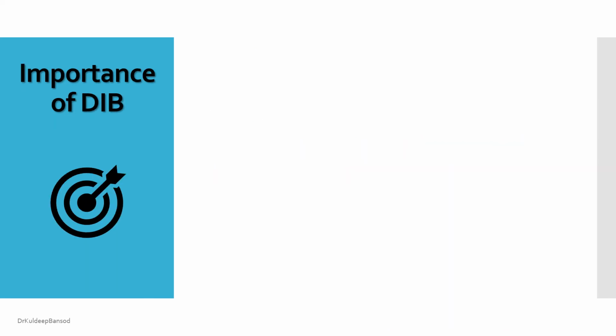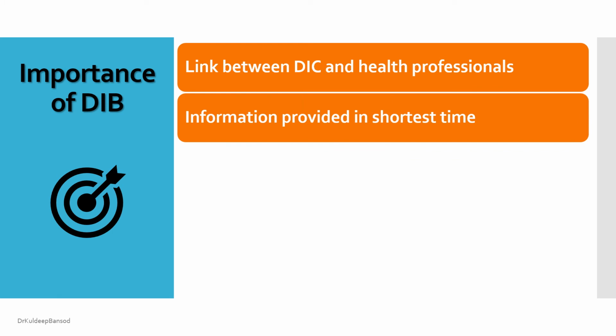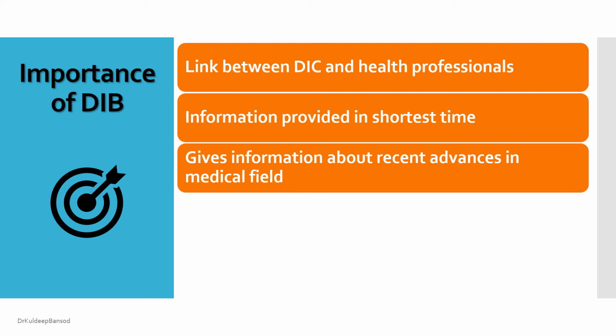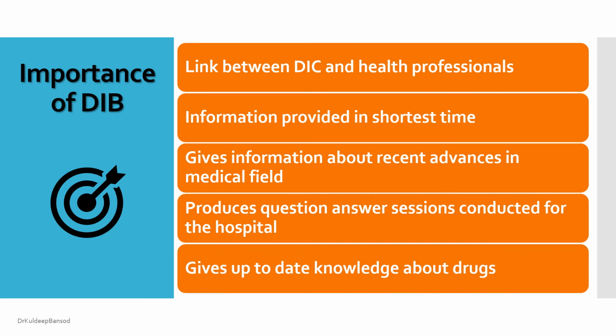The importance of Drug Information Bulletin is that it provides a link between DIC and health professionals. Information is provided in the shortest time when it is available. It gives information about recent advances in the medical field. It produces question answer sessions conducted for the hospital. So once a query is asked by the hospital, it is answered in a well organized way, and it gives up-to-date knowledge about drugs and the rational use of drugs to the patient to achieve the highest possible patient care.